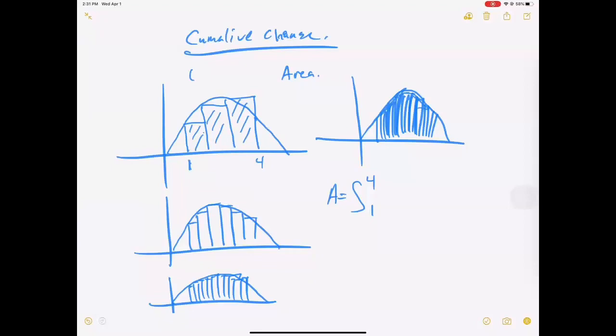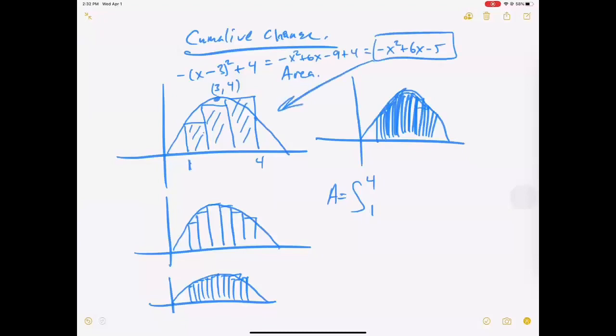And this equation here, I'm going to make it up. It's going to be negative x minus 3 squared plus, let's call it 4, where the vertex is 3 comma 4. Okay. I want to multiply this out just so we have the equation. It's negative x squared, negative 3 is negative 6, so plus 6x minus 9. Plus 4 is negative x squared plus 6x minus 5. That's the equation.